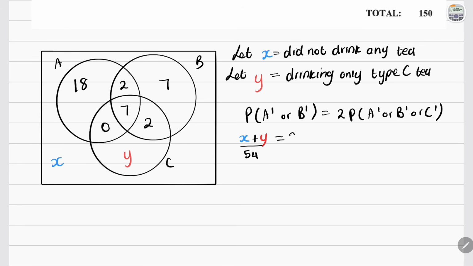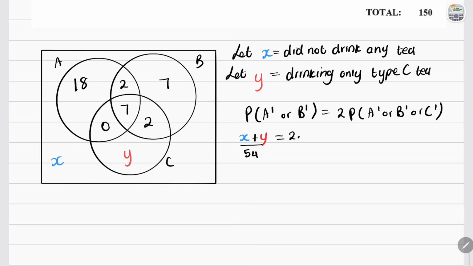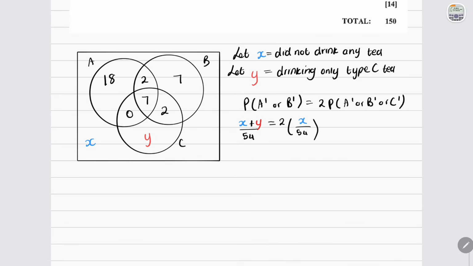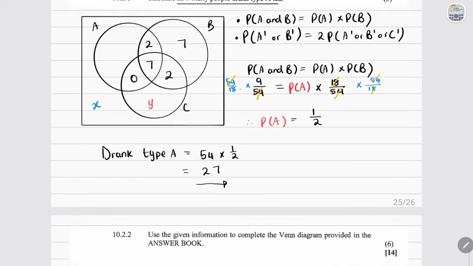And we know that this is equal to 2 times the probability of not A or B or C. So that's not A, not B, not C, and you see that that is actually X. So it's 2 times whatever X over 54 is. Right now with this equation, do you see how you won't be able to solve for X and Y? So let's take this a step further and see what other info we have.